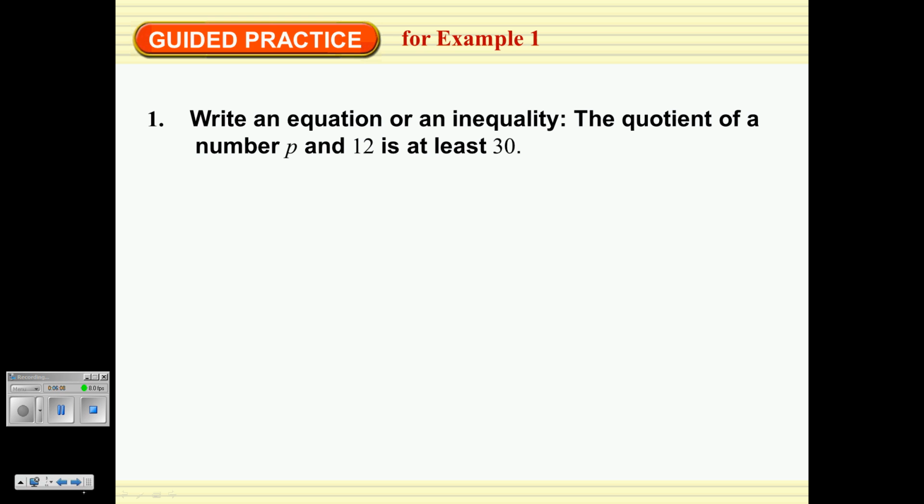It's just one guided practice. It's on your page, and there it is. Write either an equation or an inequality, whichever it calls for. Here's your sentence. The quotient of a number p and 12 is at least 30. So pause the video, write your sentence. Okay, there's your answer. You should have p divided by 12 is greater than or equal to 30.